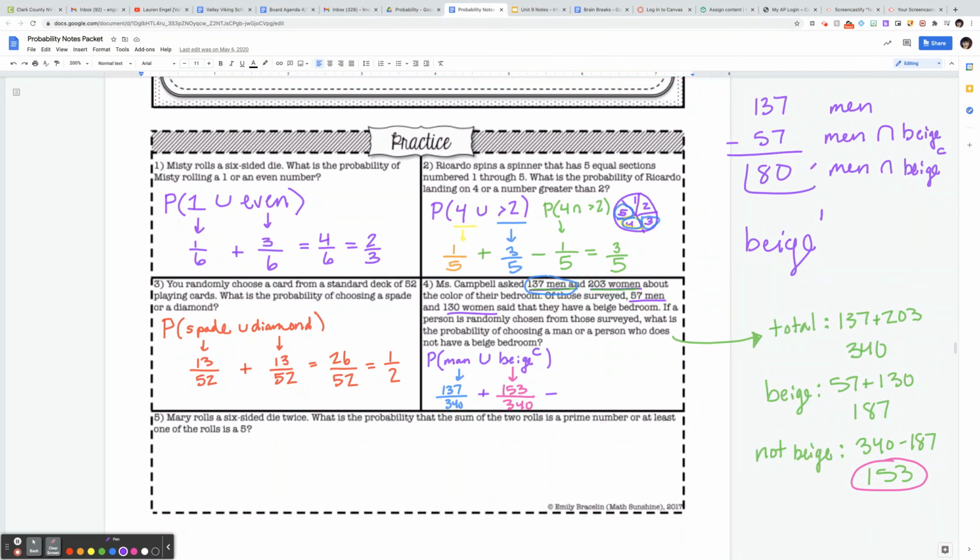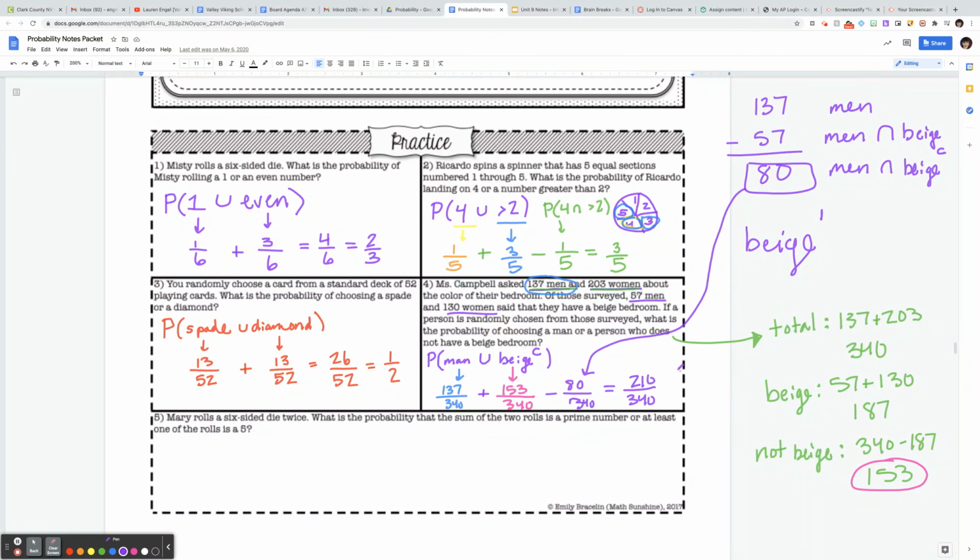So that is the number of people that these two groups, man and not beige, have in common. Then you would add 137 and 153, which is 290 if you add those two together, and then you have to subtract 80 from that. So 290 minus 80 is 210.